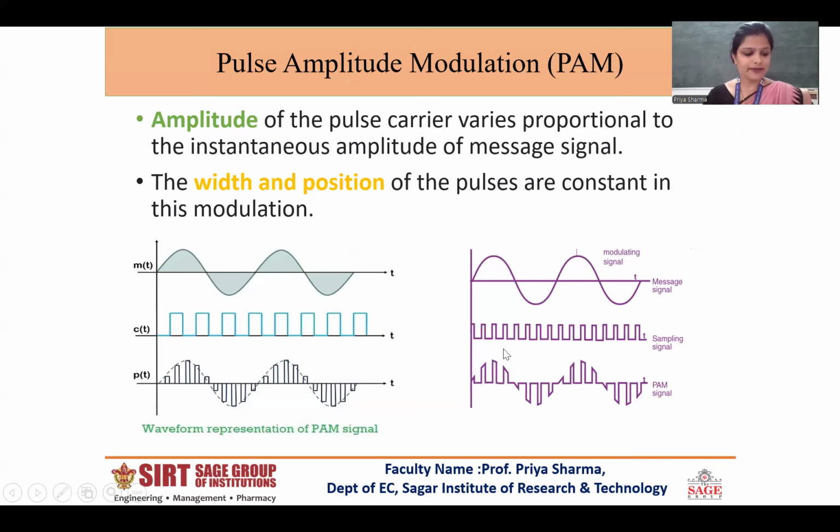Now coming to pulse amplitude modulation. So basically what we have read till now, sampling, it is the pulse amplitude modulation only. How is the amplitude of the pulse varied? The amplitude of the pulse carrier varies in proportion to the instantaneous value of the amplitude of the message signal. The width and the position of the pulses are constant in this modulation.